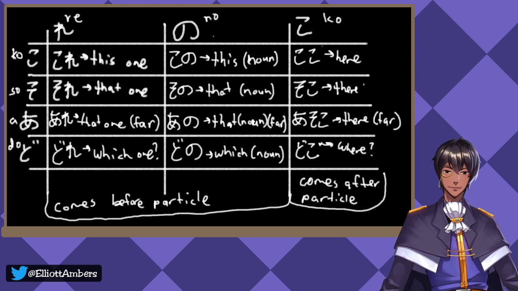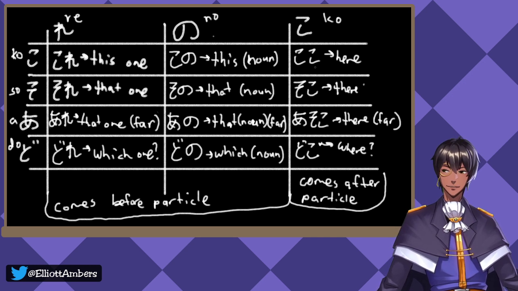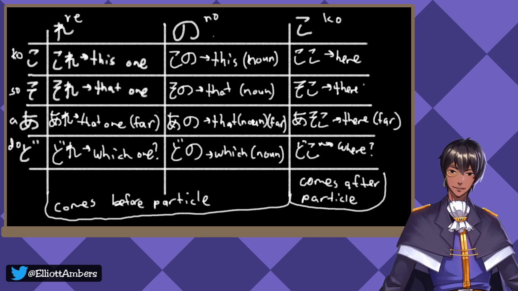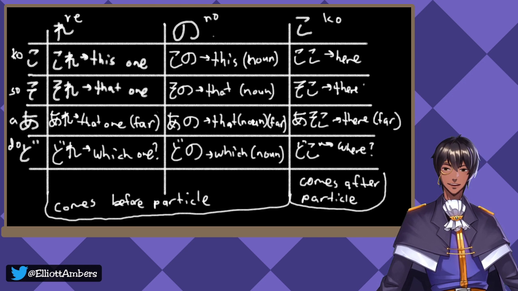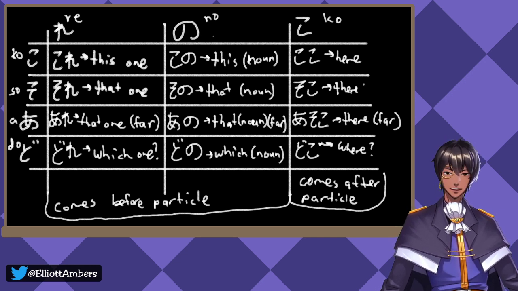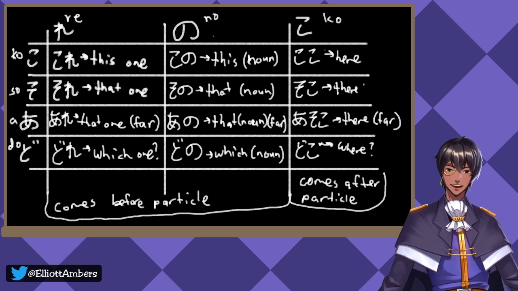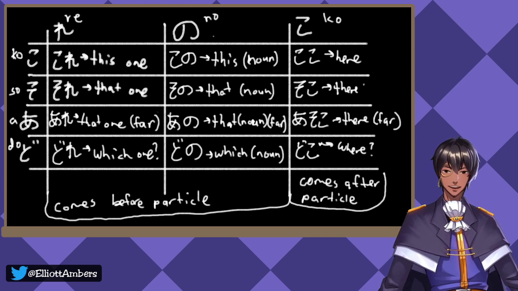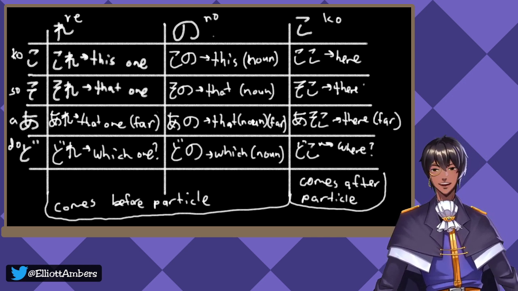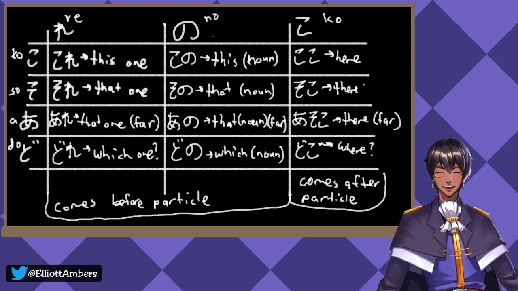And then this last column, ko, refers to location. If you're asking where the bathroom is, you would ask toire wa doko desu ka? If it's near you, but not near the person speaking to you, they would say soko da. It's over there, near you. Koko being here, soko being there, asoko being far away from both you and the speaker, and doko being where. So that was the main thing that we talked about last week.